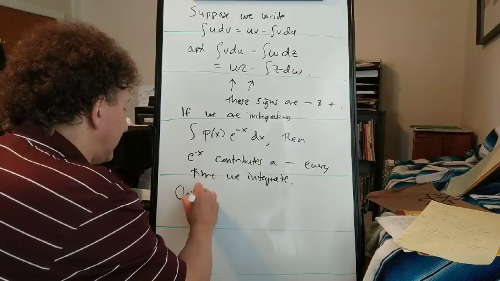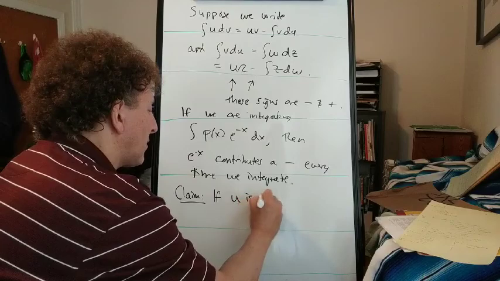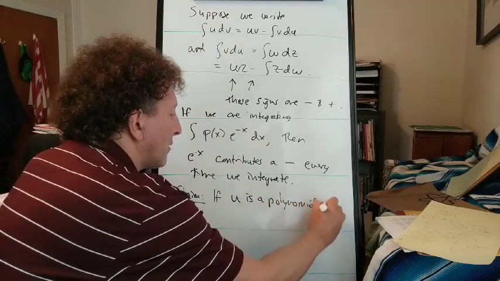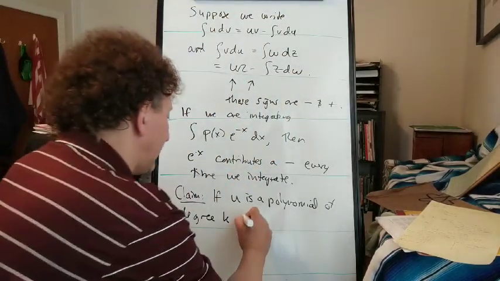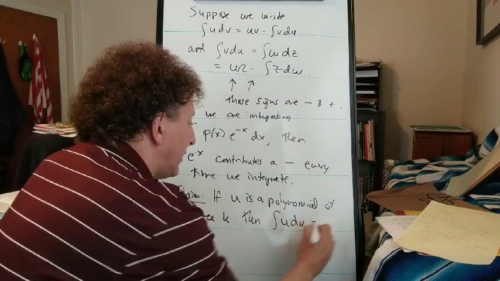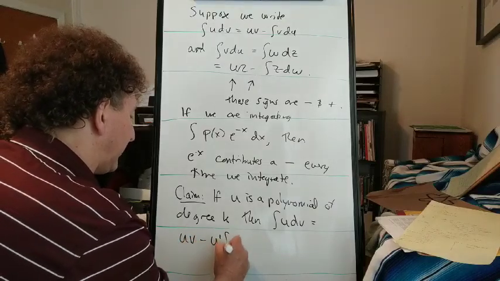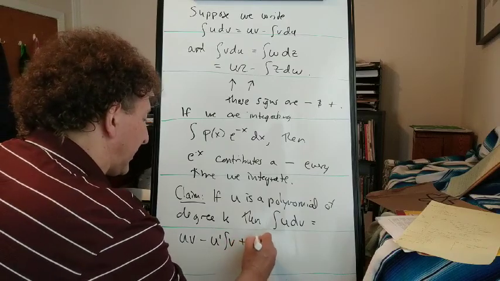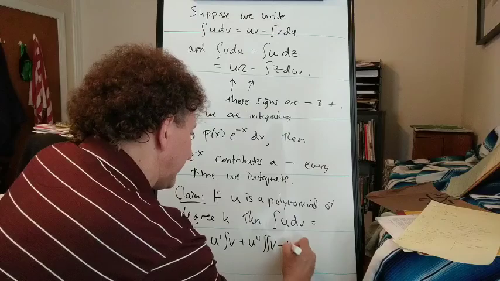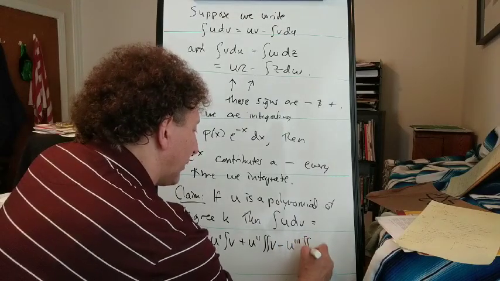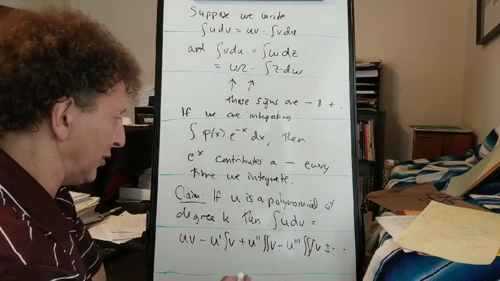So I claim that if u is a polynomial of degree k, so its k plus first derivative is 0, then we want to integrate u dv, then this just turns out to be uv minus first derivative times first integral of v plus second derivative of u times, I'll write double integral of v, so integral of the integral, minus third derivative of u times the third integral of v, etc., up until we get to the last derivative of u that's not 0. So that'll be the kth one.